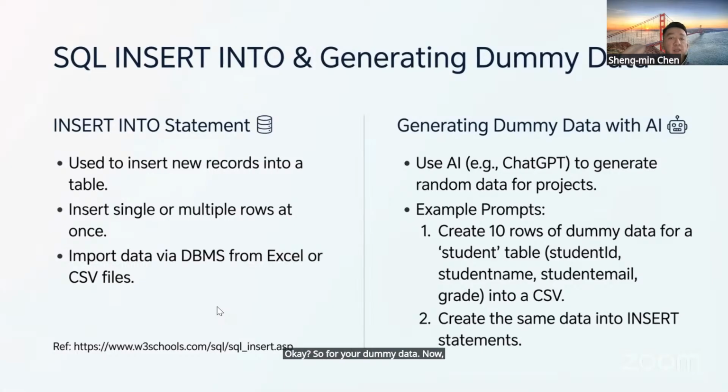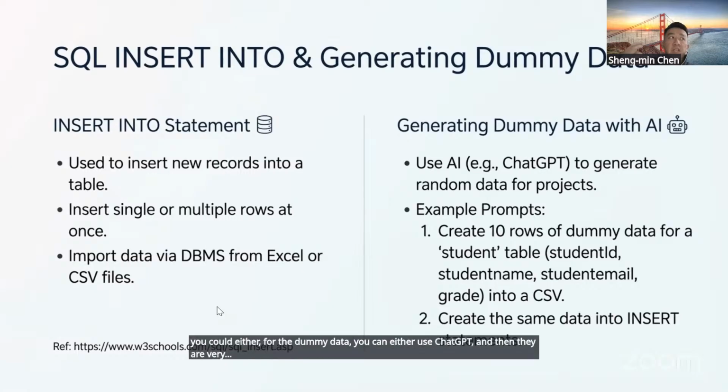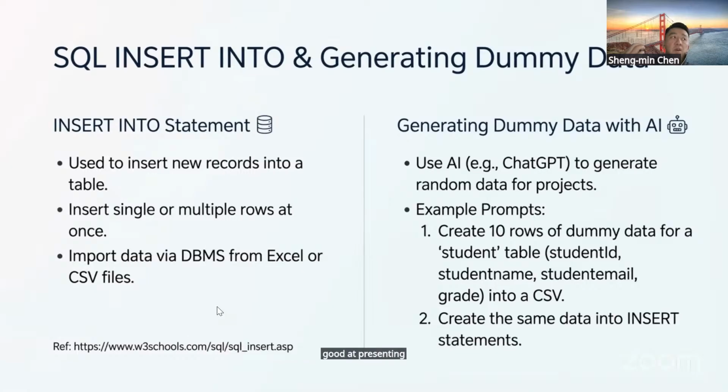Now, where would you get this data? For the dummy data, you can use ChatGPT, and they are very good at presenting very real-life simulated data. Obviously, they're AI, so you can definitely do that, right? This is totally fine to be efficient on creating dummy data.